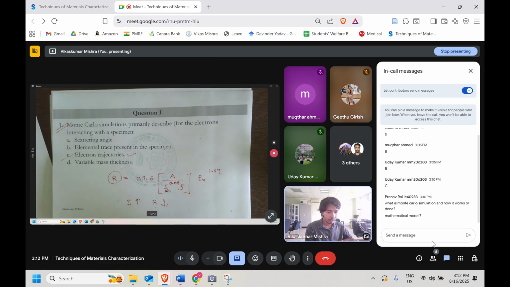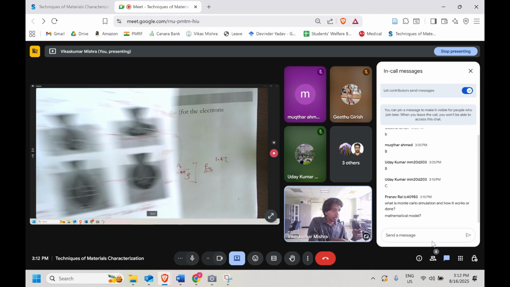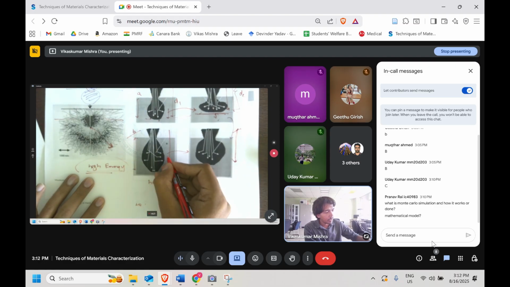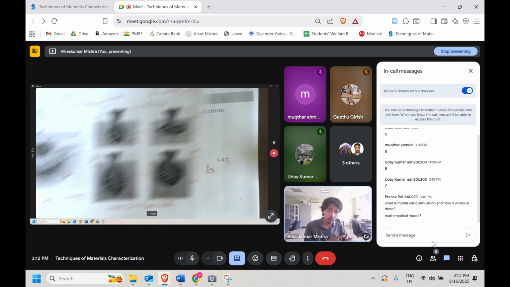Now let's consider another aspect, E naught. E naught is the incident electron beam, the energy of the electron beam. If E naught is more, then the R will also be more, right? Here we can say that the R will be more. More is the energy, more is the radius. So it's a mathematical model.